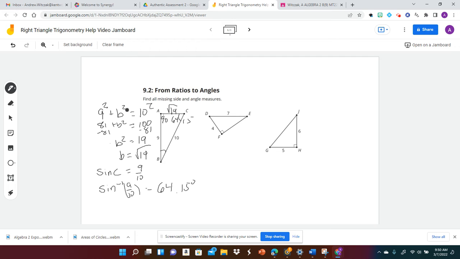Let me use trigonometry. So here I can use the adjacent over the hypotenuse. So I'm going to use the cosine. So the cosine of B is equal to 9 over 10. So if I want to find B, I do the inverse cosine of 9 over 10. And that gives me 25.84.